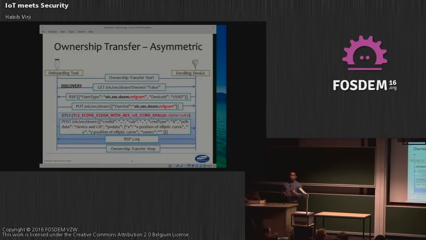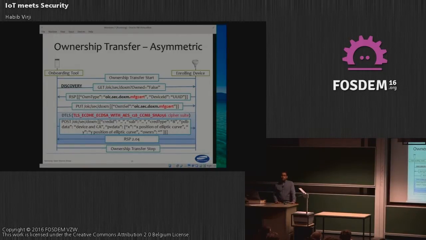There is a third way of doing ownership transfer, which is asymmetric. Here, it is a more complex model because you need a certificate signed by some authority. The certificate has to go in both devices, so it has to go in the onboarding tool as well as the device that you bring. For example, the light bulb needs to have that certificate in place, and the onboarding tool needs to have a certificate in place, signed by the same authority. Then when you bring the device in and start it, the DTLS connection is established using that certificate signed by the same authority. When the connection is established, the onboarding tool pushes a new certificate, for that particular environment and signed by that onboarding tool, to the device.